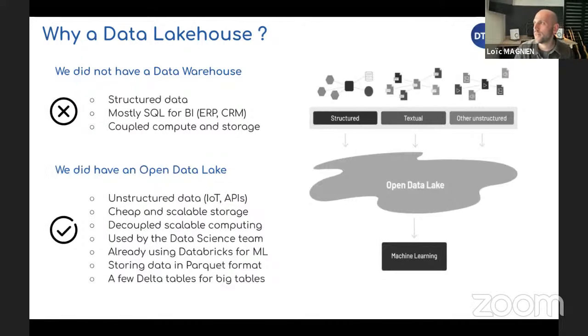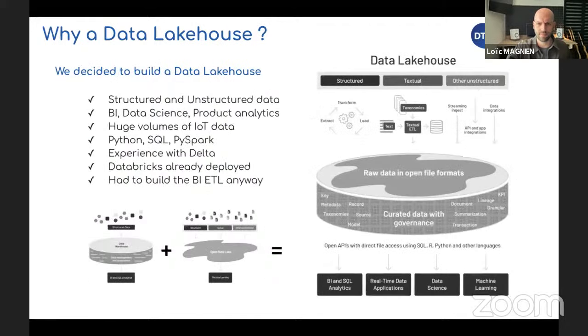And at MyLight, we had a very active data science team. So we had an open data lake already with unstructured data, mainly coming from IoT and API data. Good thing it was cheap and scalable storage, decoupled from the computing. We were using Databricks and Spark to do the machine learning and other data computations. And data was stored in Parquet format and a few data tables for bringing Parquet files together and building data tables. So we already had this legacy, which was a good route for a data lakehouse.